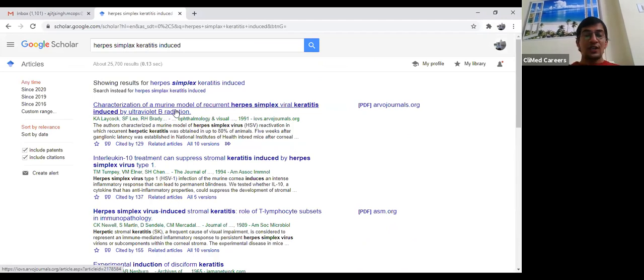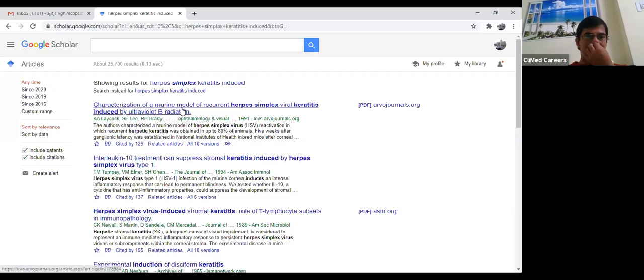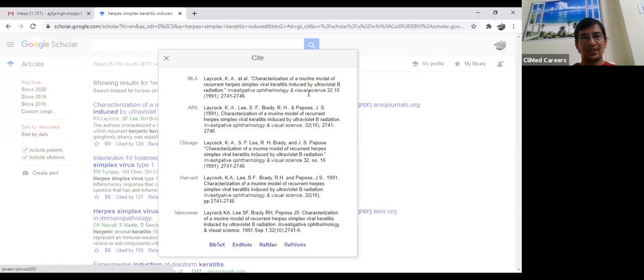So how to go for the referencing from here? Here you keep the title of the paper, just the title, and you search. This paper will come exactly here. Now how to go for the referencing? See, you can see this comma mark, apostrophe mark, here. You just click on this. See, cite.